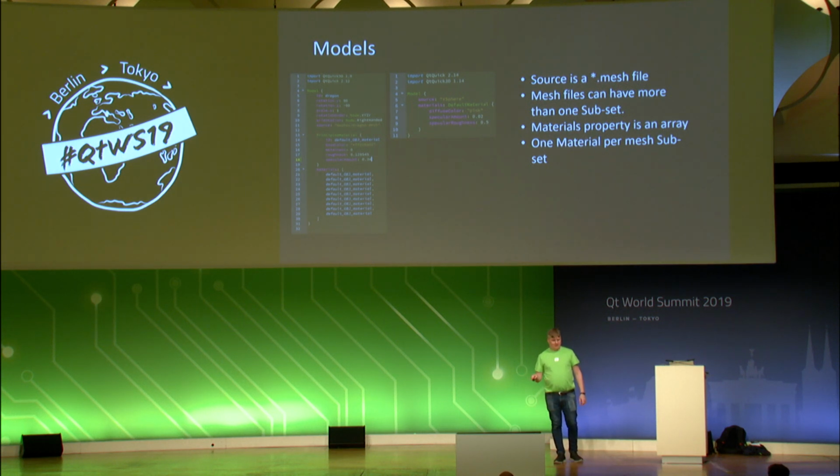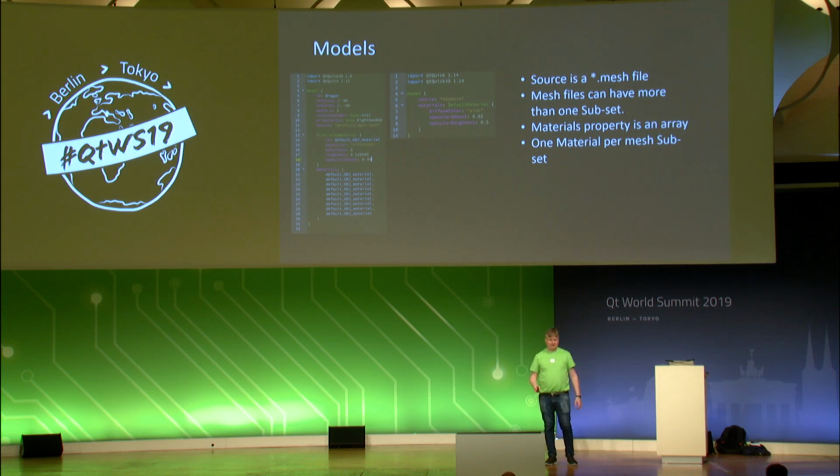The important thing here is that these models are potentially built up of multiple submeshes. So this mesh file could really contain multiple things. In the case of a car, it could be one mesh, but the tires have different materials because they're black rubber. The car paint is its own material, but it can be one mesh.